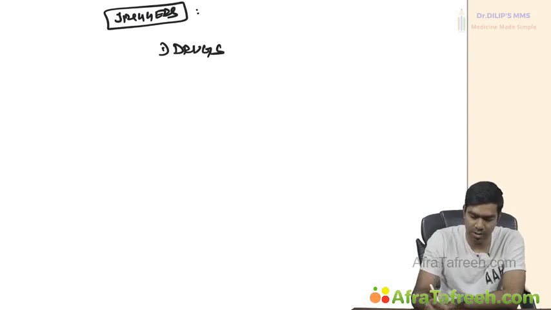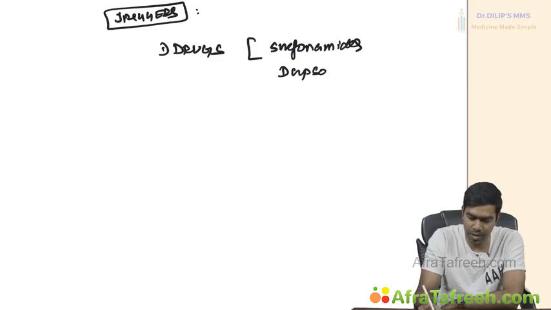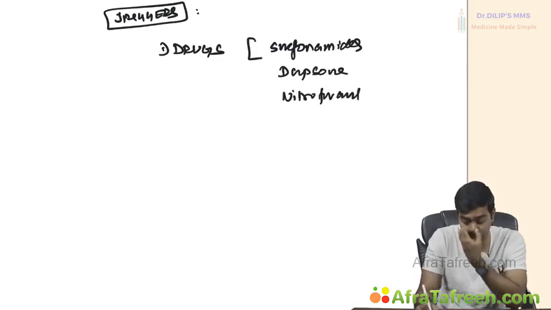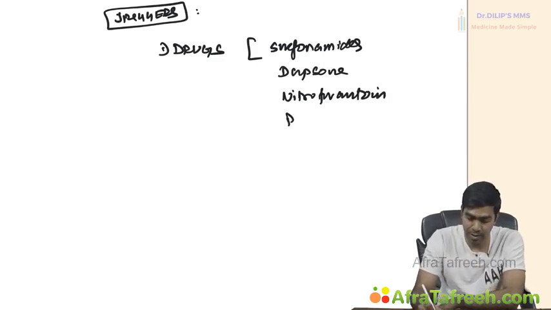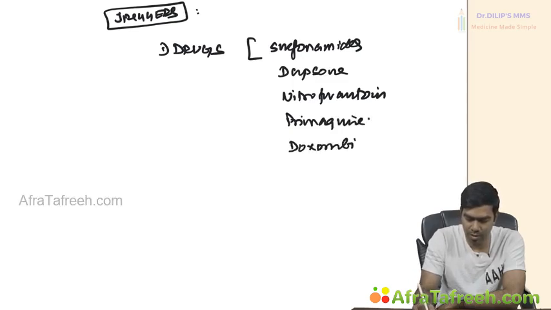So a lot of drugs can trigger. Very important for exams are sulfonamides. It can be triggered with dapsone. It can be triggered with nitrofurantoin. These are very important, commonly used drugs. It can be triggered with primaquine. Classic exam question. Then you can get it with doxorubicin.